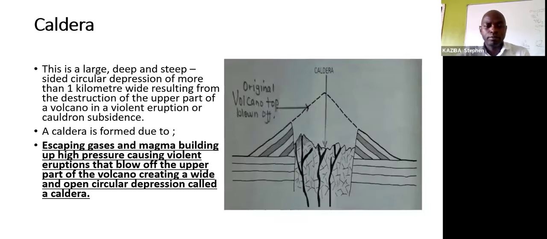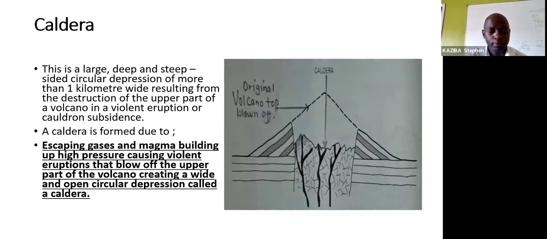Then you go to caldera. You define it as a large, deep, steep-sided circular depression of more than 1 kilometer wide, resulting from the destruction of the upper part of the volcano in a violent eruption. Now, two theories were put forward to explain the formation of a caldera. The first one is that after the formation of the main mountain, lava solidifies within the vent. Then a subsequent eruption leads to the blowing off of the upper part of a volcano to form a wide, deep crater, which is now a caldera.